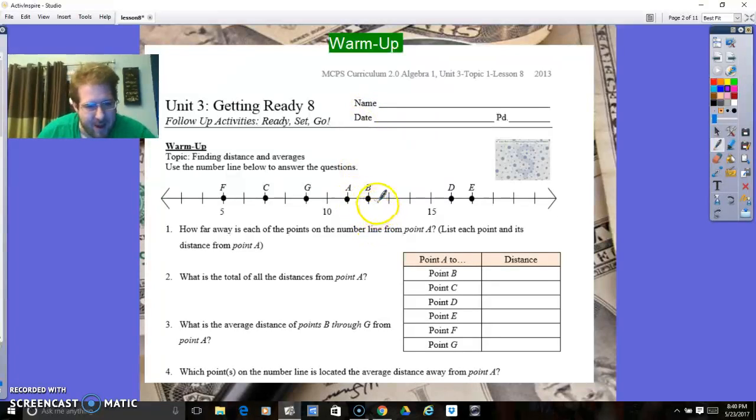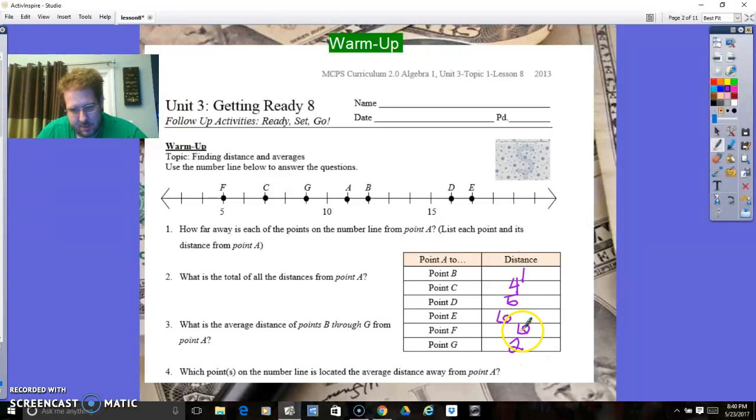So we're going to start off with finding the distance away from A. B is 1 away from A. C is 1, 2, 3, 4 away from A. D is 1, 2, 3, 4, 5 away from A. E is 1, 2, 3, 4, 5, 6. F is 1, 2, 3, 4, 5, 6. Because remember, distance can only be positive. Distance away from something. 1, 2 away.